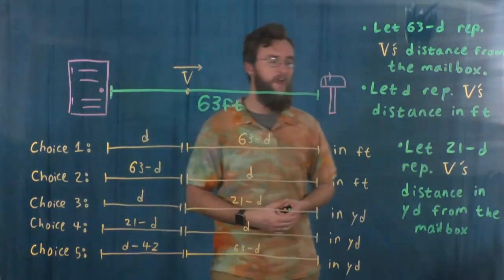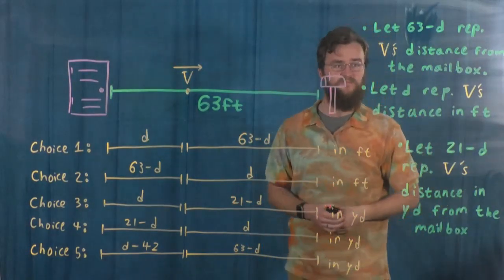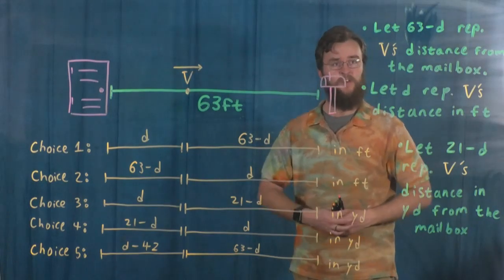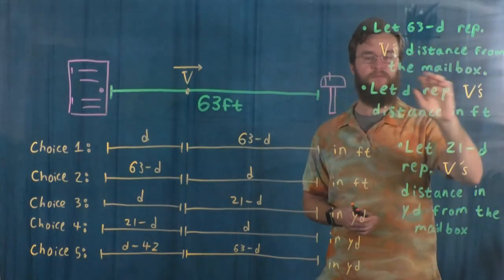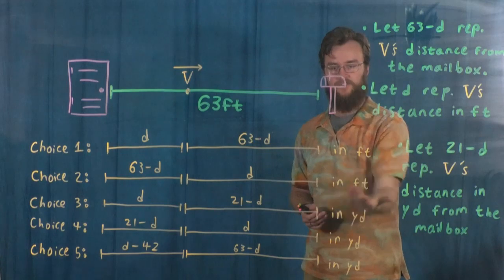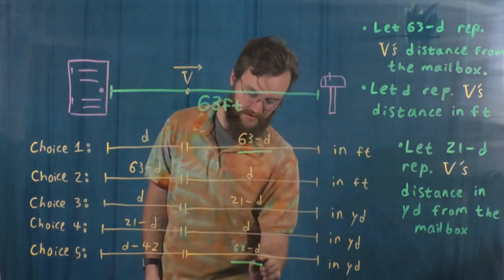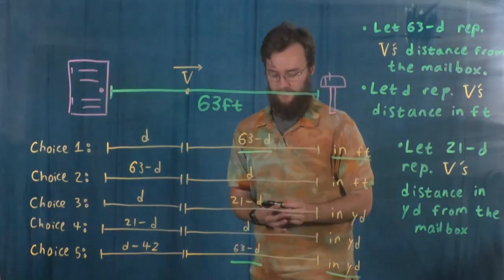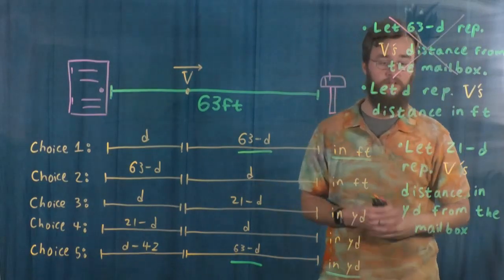When you have a list of possible descriptions, like the 3 possible answers that'll be on this problem, you're not trying to solve for anything. You're trying to pick the answer that is the most specific. For instance, if something said, let 63 minus D represent Vanessa's distance from the mailbox, that doesn't actually tell you which of these 5 choices of variables we've made, because we have 63 minus D here, and we also have 63 minus D here. We don't know whether we're using yards or feet. So this answer is not specific enough. It needs to tell us what units we're using as well.